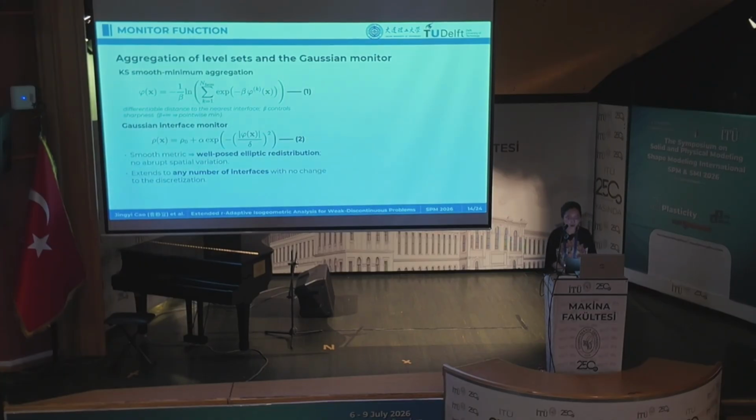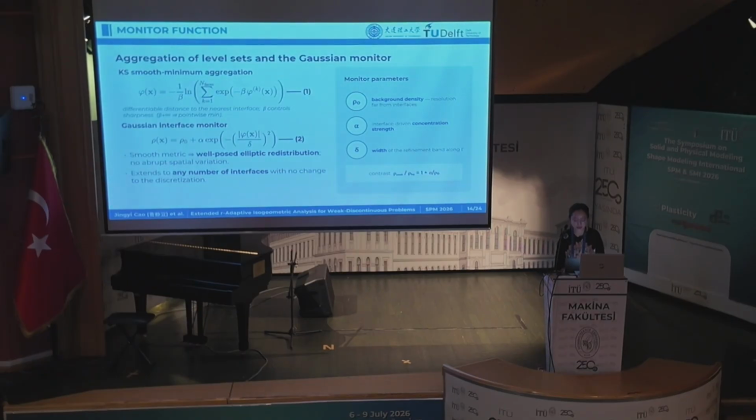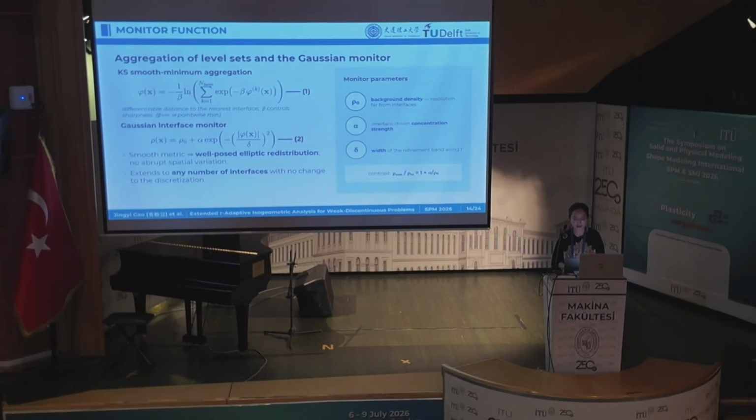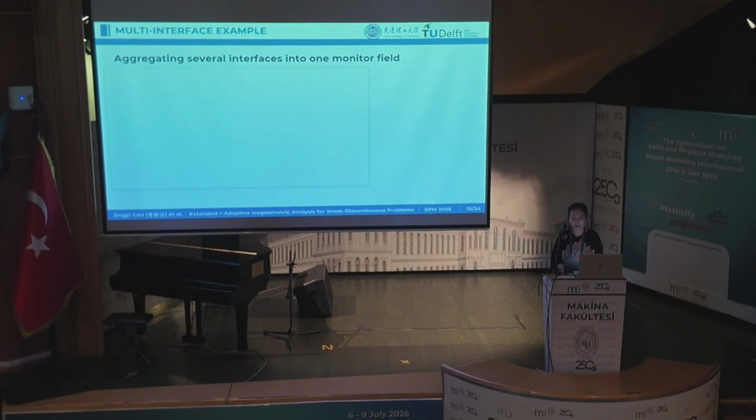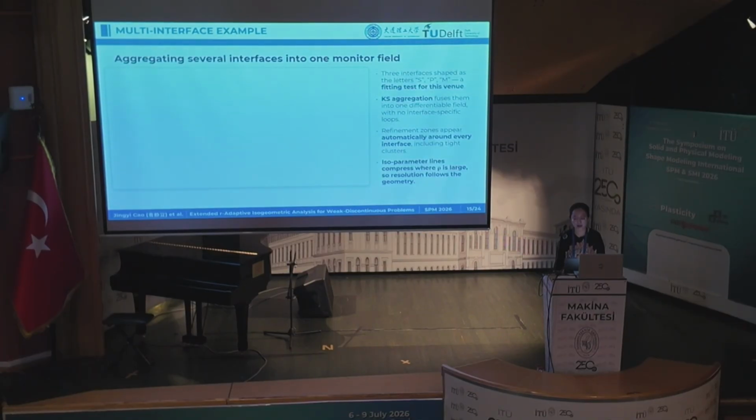The method works for any number of interfaces. The monitor function reaches its maximal value, rho max equals rho 0 multiplied by alpha, at the interface, and smoothly decreases to the background level rho 0 as the distance from the interface increases. So alpha rho 0 determines the magnitude of the function's variations, while delta controls the distance of the monitor function's influence. Based on our method, we construct the monitor functions and move the control points.